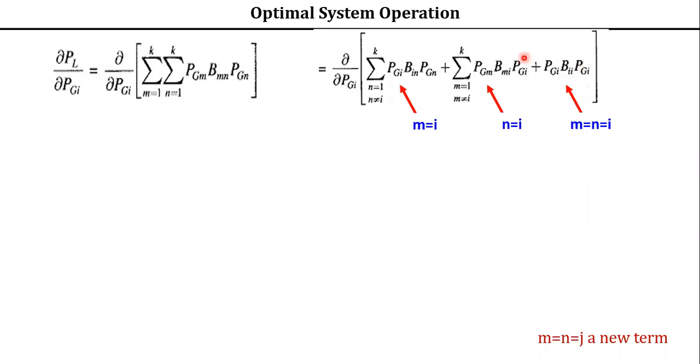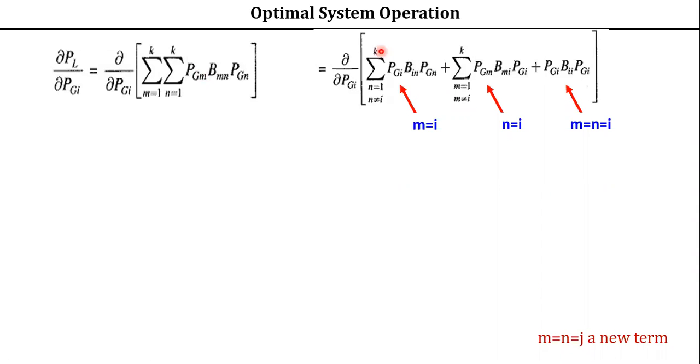The only thing is m is equal to n is equal to I gives one term. When n is equal to I, you get this term. When m is equal to I, you get this term. So this one and this one are one and the same. We have only divided the terms for a particular ith plant. The only difference is n is not equal to I, m is not equal to I, when you refer to the limits here. Clear?